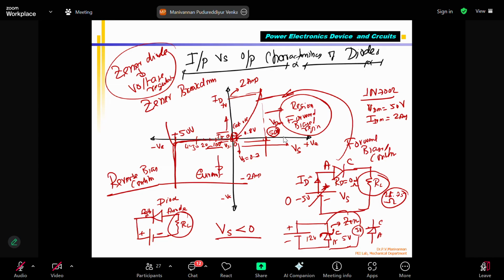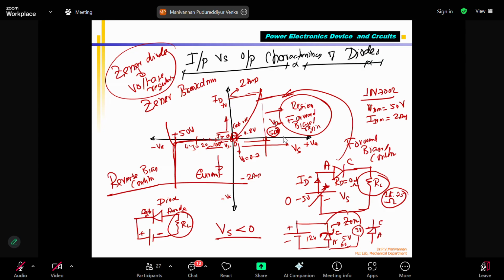Suppose I want 5 volts, I put a 5 volt Zener diode. Instead, if I want 6 volts, I put a 6 volt Zener diode. Zener diodes are available in standard voltages, 5.1 volts, 6 volts, 12 volts, something like that. In the market, you have to see. Correct? So you can get the nearest one and regulate. So they are called voltage regulators.